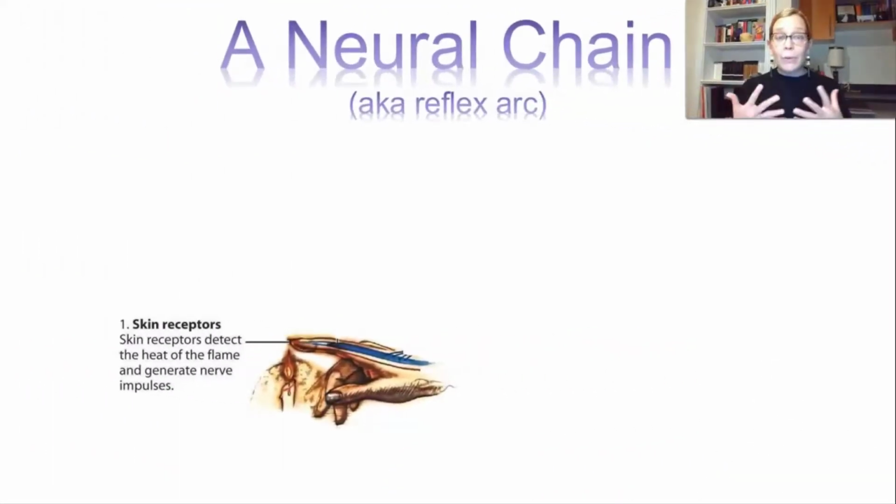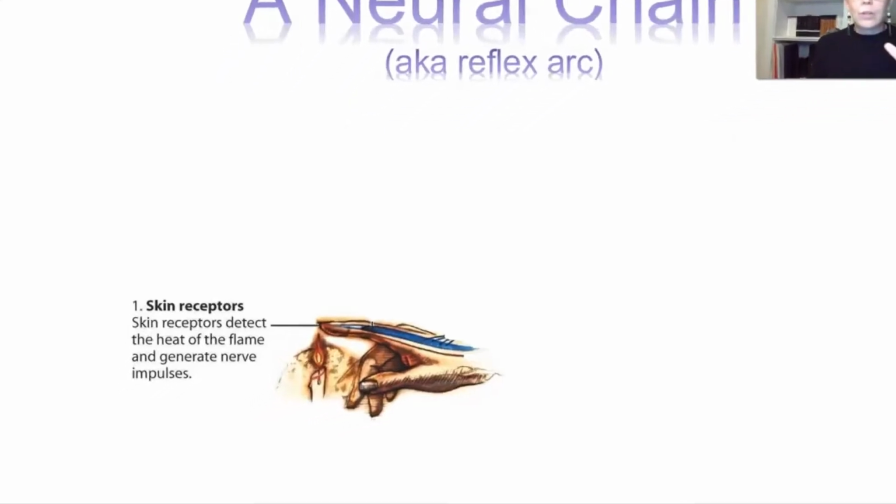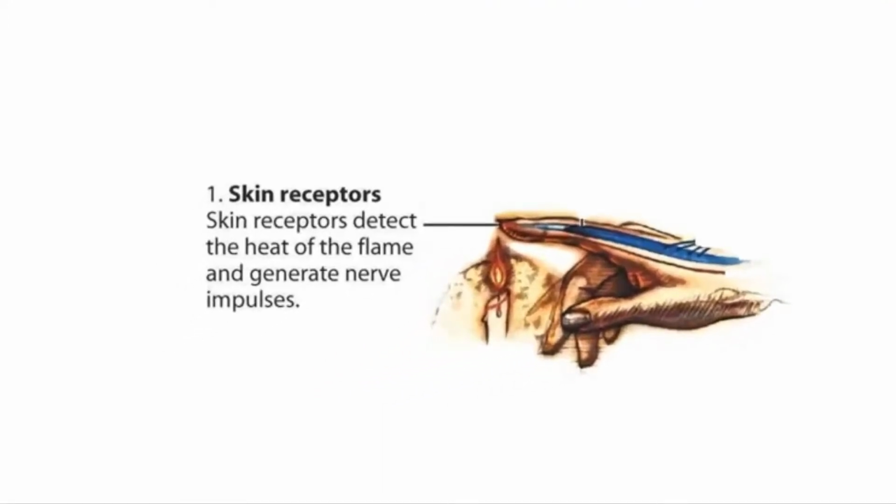Now let's talk about how this looks, okay? What's the full chain of events in neural communication? So this is what we would call a neural chain or a reflex arc. So I want you to imagine a time that maybe you hurt your hand, you touch something hot, right? So let's say someone touches the flame of a candle. So the process starts with their skin receptors. Their skin receptors detect the heat from the flame and they generate a nerve impulse in the nerves in their hand.